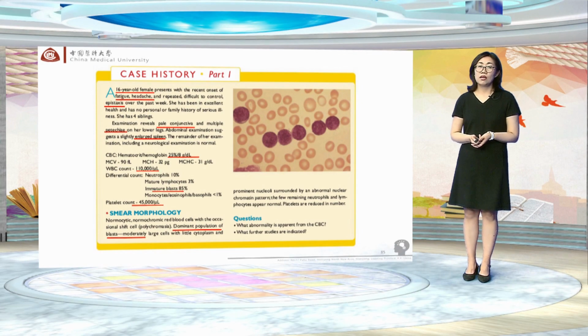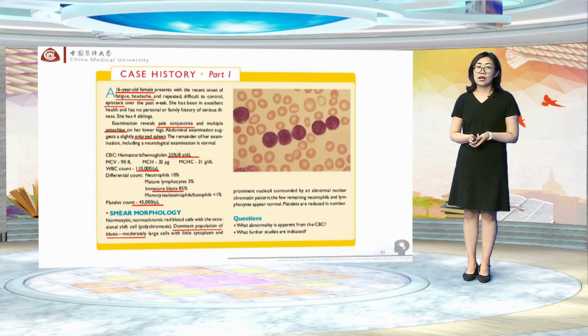The second case, a 16-year-old female, presents with the recent onset of fatigue, headache, and repeated epistaxis over the past week. She has been in excellent health and has no personal or family history of serious illness. She has 4 siblings. Examination reveals pale conjunctiva and multiple petechiae on her lower legs. Abdominal examination suggests a slightly enlarged spleen. The remainder of her examination, including a neurological examination, is normal.